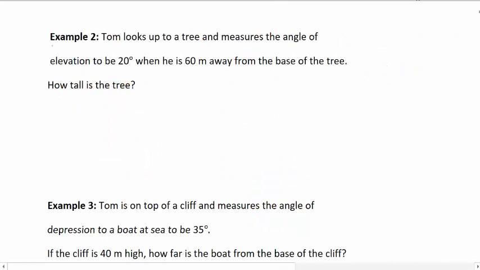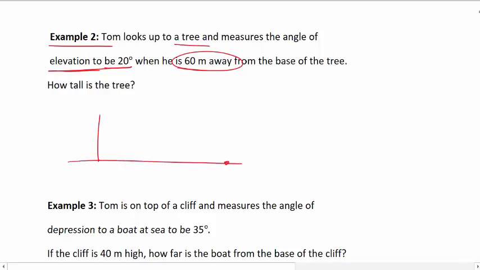Okay, so here's a word problem. It says Tom looks up to a tree and measures the angle of elevation to be 20 degrees when he is 60 meters away from the base of the tree. How tall is the tree? So that's interesting. You can calculate the height of the tree by just knowing the angle of elevation to the tree and how far away you are. Now, what you basically need to do is just draw the objects that you have. So you have a tree, and you have the ground. Tom is here, and he's looking up at an angle of elevation of 20 degrees. And he is 60 meters away.